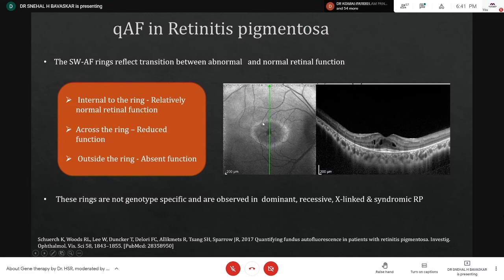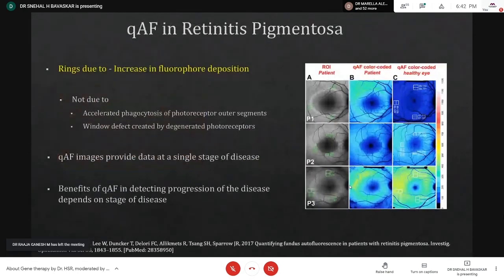In the region of the ring, the ellipsoid layer starts distorting. But external to it, in this area, there is absent function, and these layers are nowhere to be seen here. So these rings are not genotype specific and are observed in variants of RP. These rings are due mainly to an increase in fluorophore deposition. They provide data at a single stage of the disease.